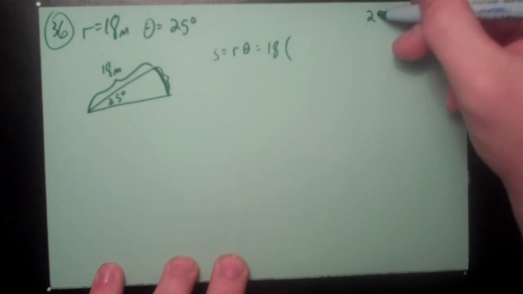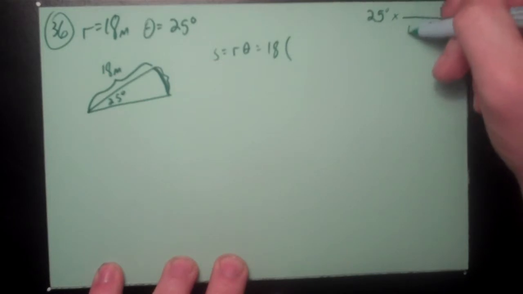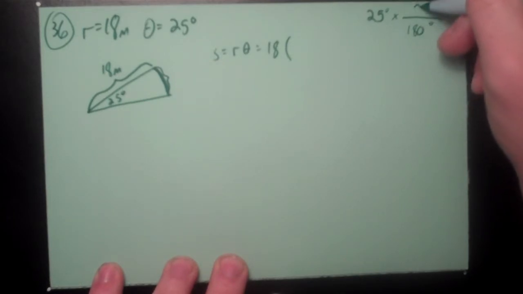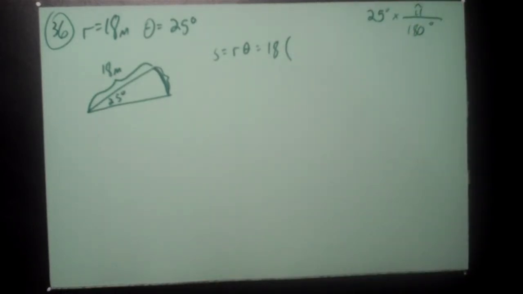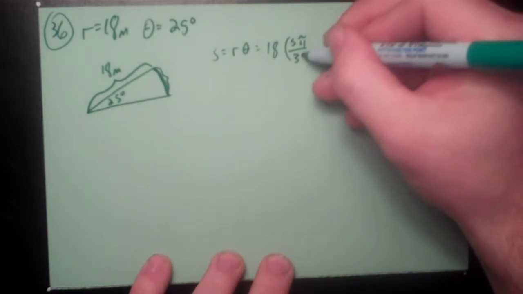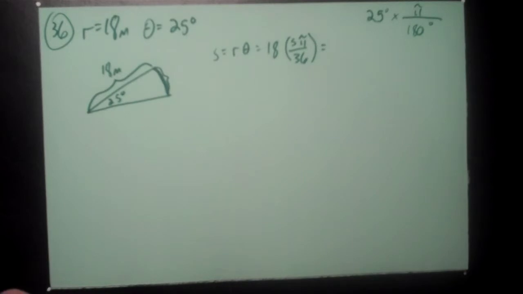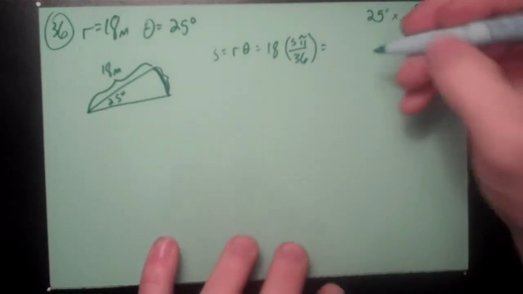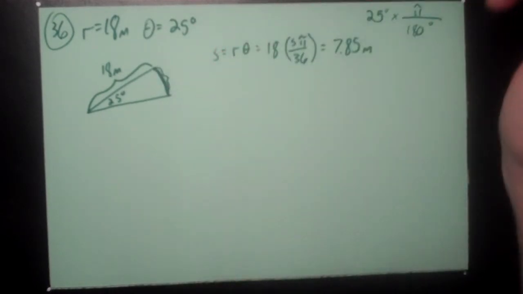So 25 degrees times, canceling out the degrees, that means 180 degrees goes in the denominator, and pi goes up here. Let's see, 180 divided by 5. So that's 5 pi over 36 radians. So 18 times 5 pi over 36, 7.85 meters. That's how long this arc is.